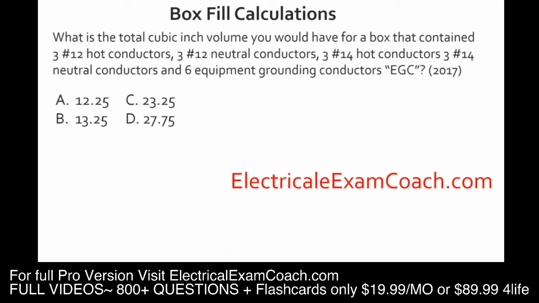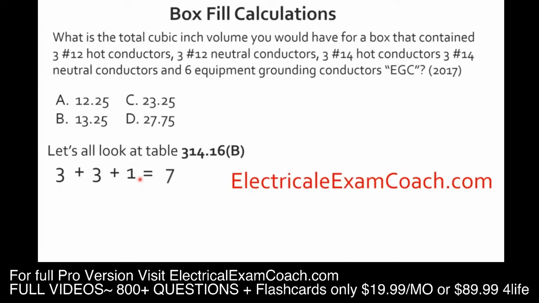Let's go ahead and do one more for the 2017. We have the total cubic inch volume, and we have 3 12 hots, 3 12 neutrals, 3 14 hots, and 3 14 neutrals, and 6 equipment grounding conductors in the box. First, let's count our 12s, because that's what we're going to group all the equipment grounding conductors with, is the largest conductor in the box. We know we got 3 hots, we know we got 3 neutrals, and we're going to group all of those equipment grounding conductors, counting them as 1 with the largest, which happens to be 12.